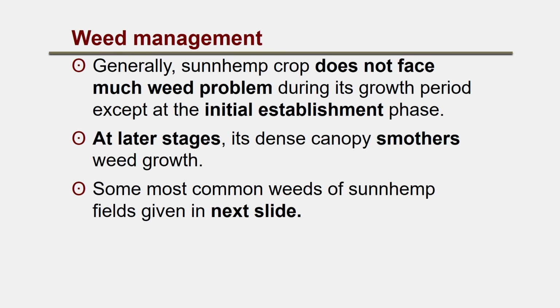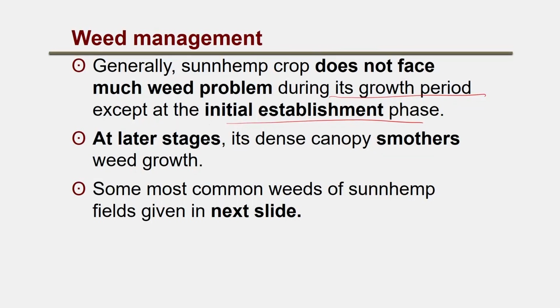Now, go to the weed management. Generally, sannhemp crop does not face much weed problem during its growth period except at the initial establishment phase. So, the initial phase is critical for crop weed competition. If weeds are not controlled during this critical period, then there will be maximum loss in crop yield.